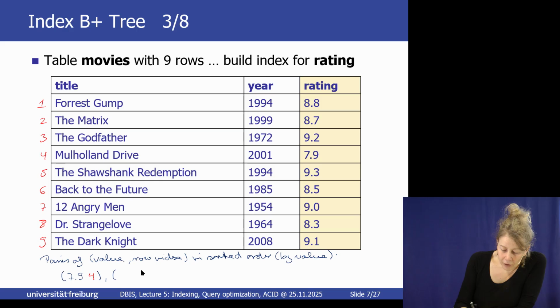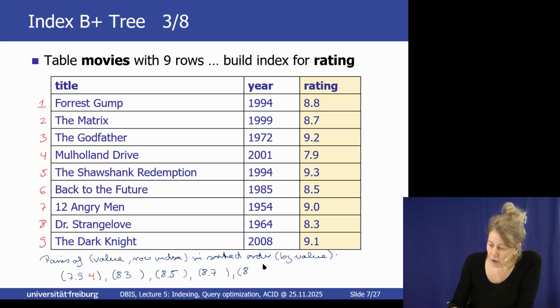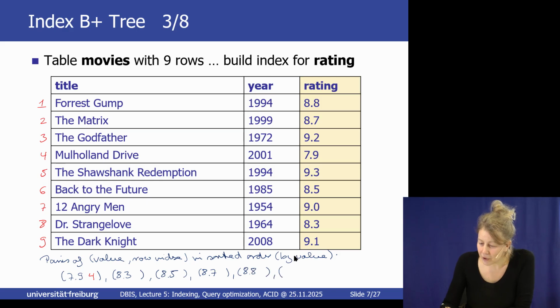And now let me not write the row index each time, but let me first write all the ratings. What's the next rating? You have to help me. You have to sort live now. 8.3. What's the next one? 8.5. What's the next one? 8.7. What's the next one? 8.8. Okay. I'm trusting you. Next one.